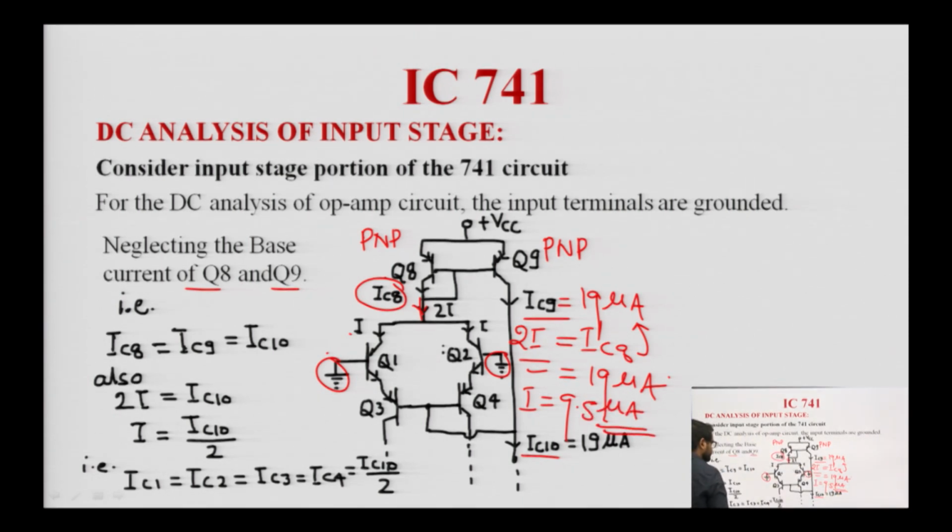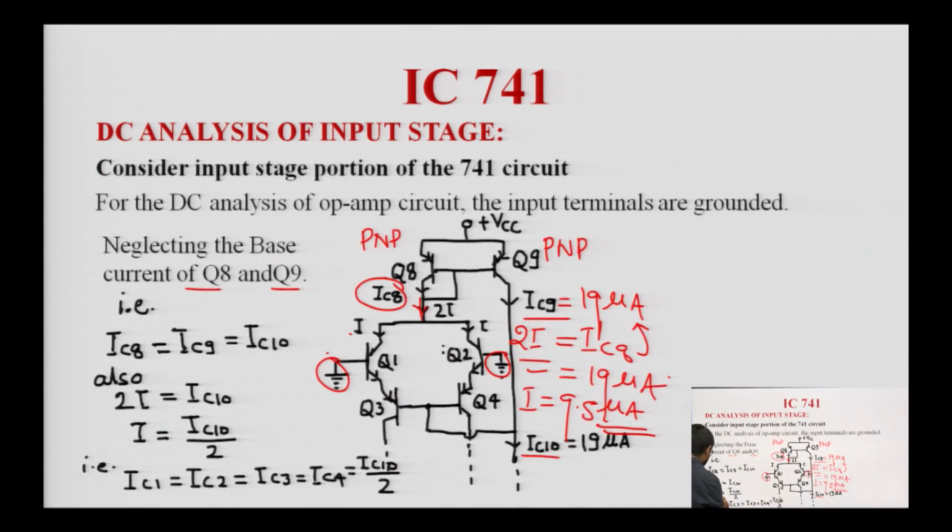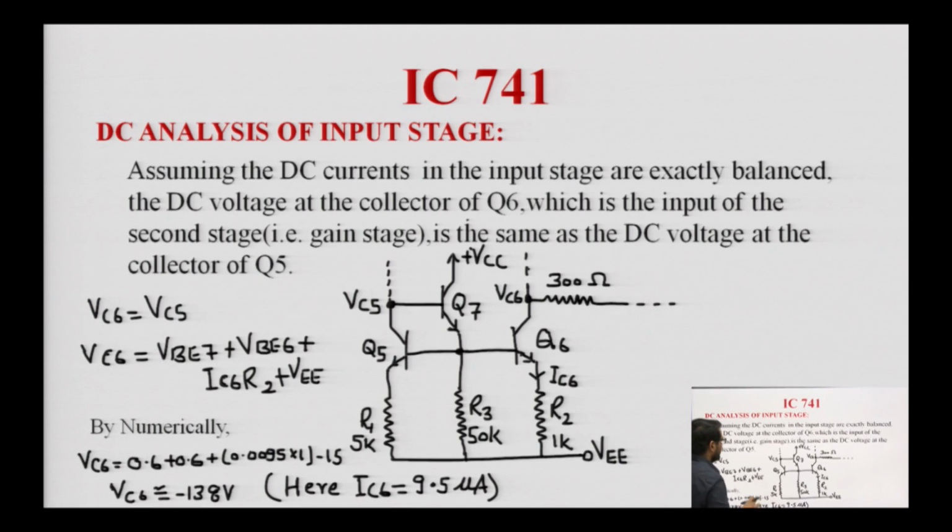So, we calculate the collector current of transistors Q1 and Q2, we get 9.5 microampere, and similarly this is also equal to the collector current of Q3 and Q4. So, we get IC1, IC2, IC3, IC4 all equal to I, and I will be IC10 by 2, or IC8 by 2, or IC9 by 2. Okay.